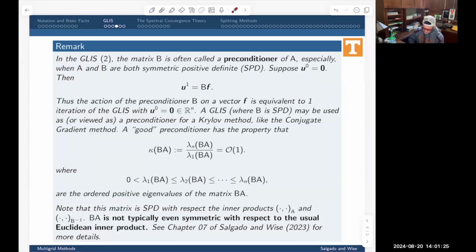I just wanted to remind you one more time, just in case you had forgotten, that this product matrix, B times A, is going to be symmetric and positive definite with respect to either this inner product or this inner product, but the product itself is not necessarily even symmetric with respect to the Euclidean inner product, right? So that's just something to keep in mind.